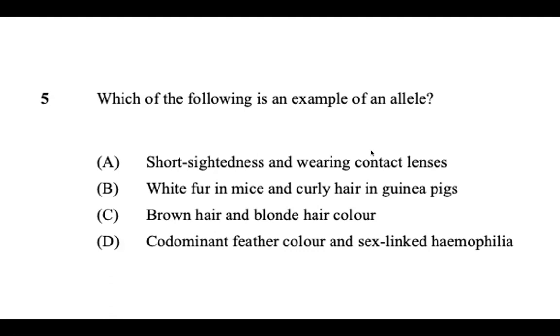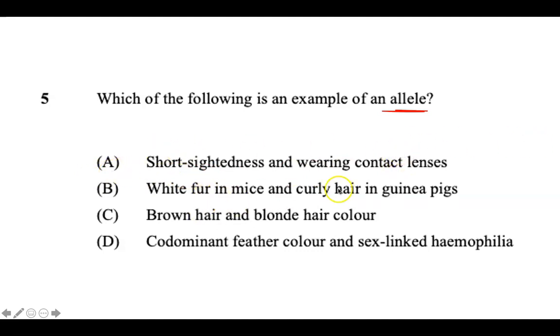All right, question 5. Which of the following is an example of an allele? An allele is a trait variation. And so let's look through all of these different options here. So short-sightedness and wearing contact lenses. So contact lenses can be a treatment for short-sightedness. You don't have a variation in anyone that's short-sighted or contact lenses. That's not even a genetic thing. It's a treatment. So we can rule out A as being a possible choice.